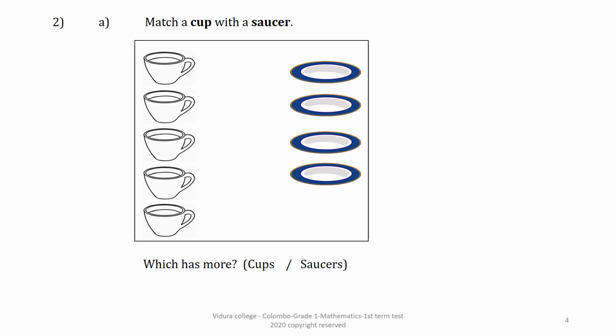Okay. Did you finish matching the cups with saucers? Right. Now, under the box, there's a question. And the answers are given within the brackets. Now listen carefully. Which has more? Now select the correct answer from the brackets and underline it. Okay? Select the correct answer and underline.